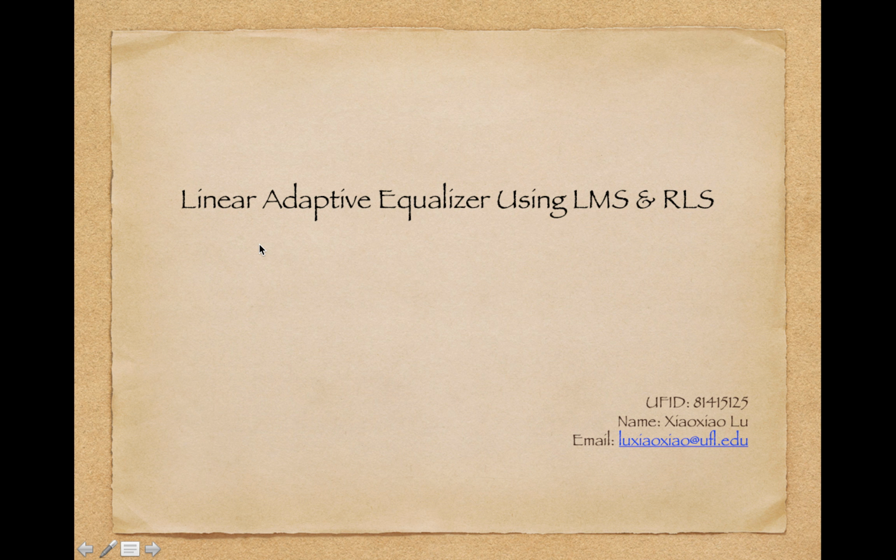Hi, my name is Xiaoxiao Lu. This is the final project presentation of wireless communication. My final project is linear adaptive equalizer using LMS and RLS algorithm.